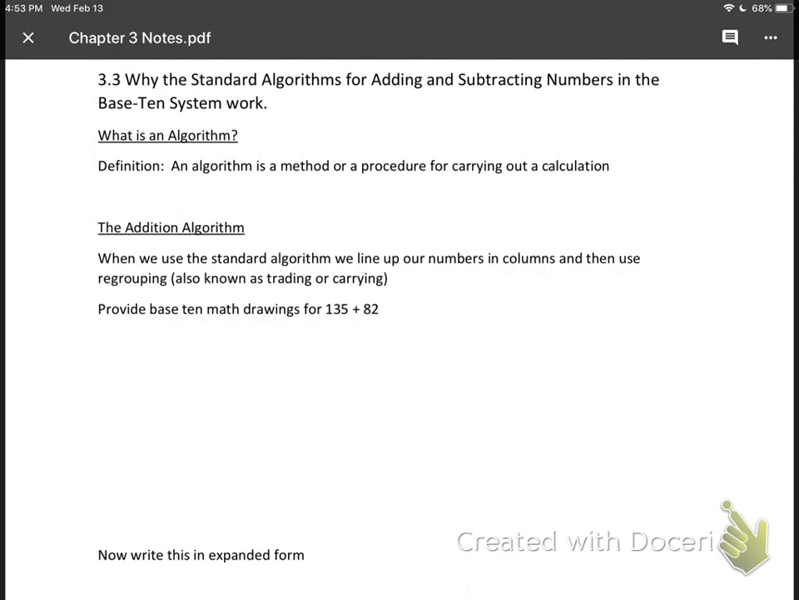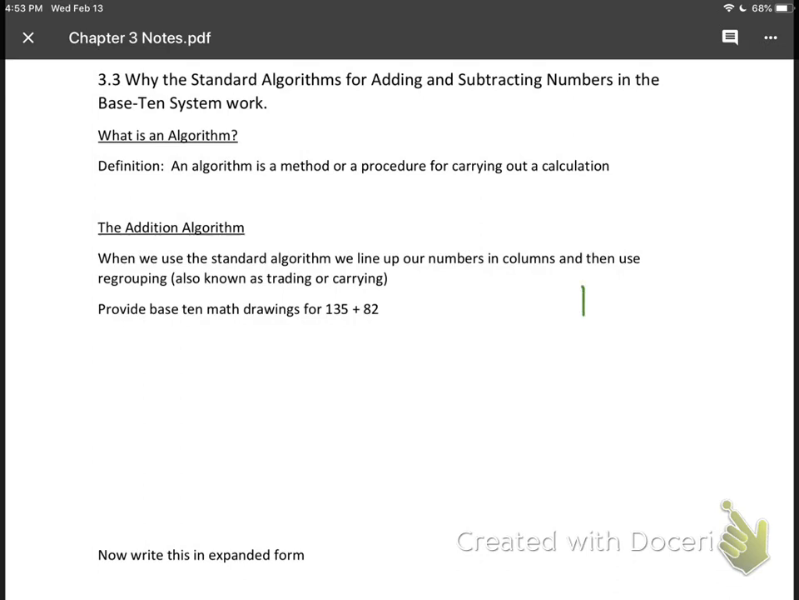Okay, in this last section that we're going to do in this video, 3.3, they talk about the standard algorithms for adding and subtracting numbers in base 10 and why they work. So first off, what is an algorithm? An algorithm is a method or a procedure for carrying out a calculation. Okay, the addition algorithm, based on the base 10 system, is all about grouping groups of 10. So when we use the standard algorithm, we line up our numbers in columns when we add, and then we use regrouping, which you can also call trading or carrying or whatever else they call it.